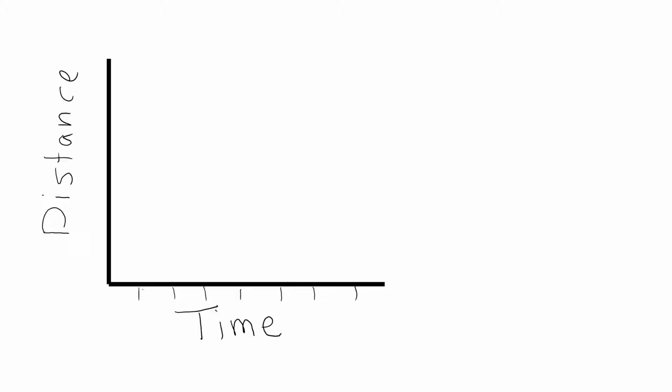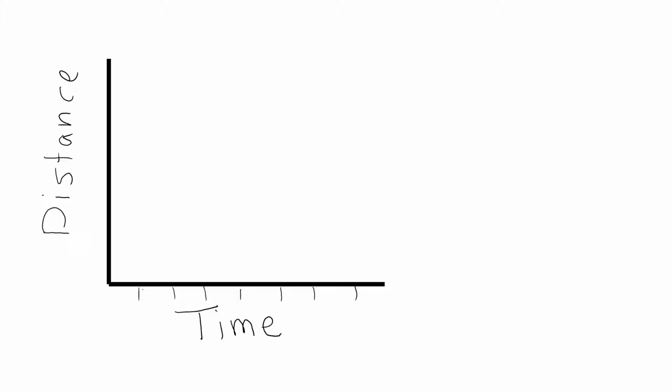Remember, the independent variable does not change, right? Like we can't control it. We can't slow down time or speed it up or anything like that. So it's down here on our x-axis. Over here on our y-axis, we've got our distance, and you create your spacing here.